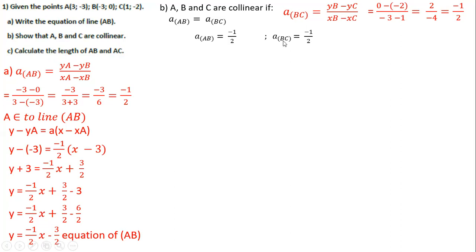Yes, Mariam, how are the two slopes? They are equal. Since the slope of line AB is equal to the slope of line BC, then the points A, B, and C are collinear.